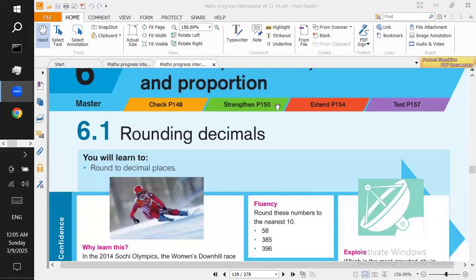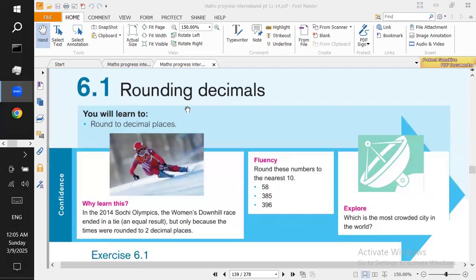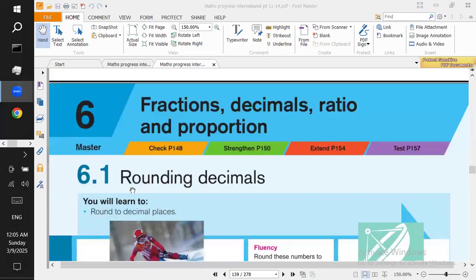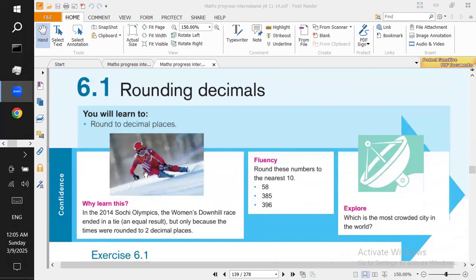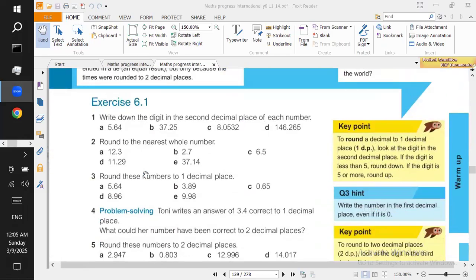Welcome back. We're going to take Unit 6 now. Unit 6: fractions, decimals, ratio, and proportion. You're allowed to use a calculator, so it's going to be an easy unit for you guys. Let's talk about rounding decimals first, okay?